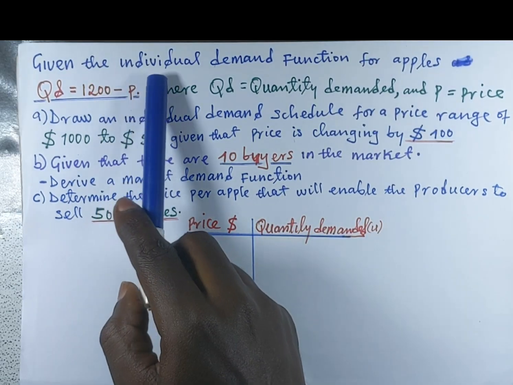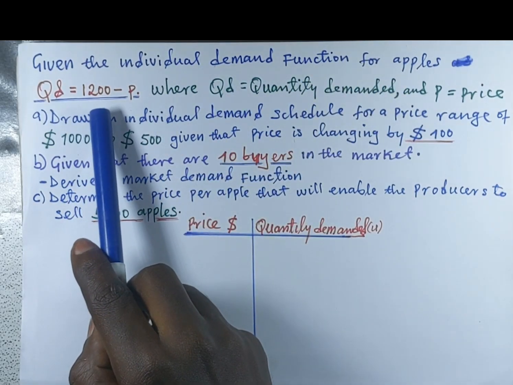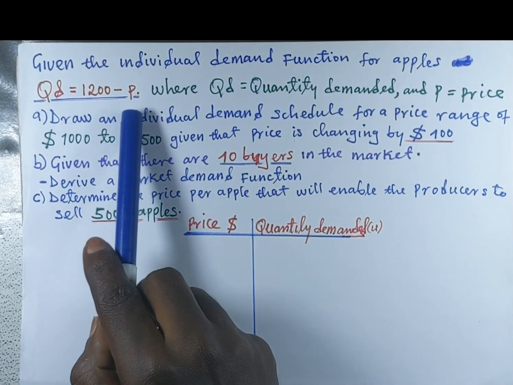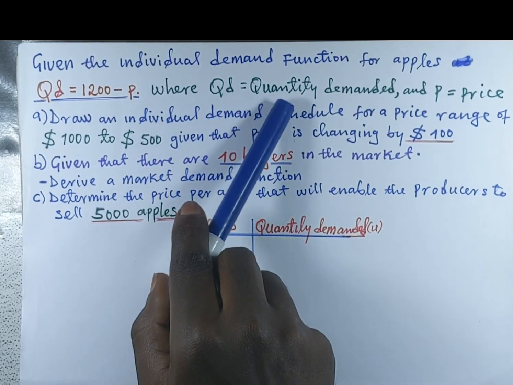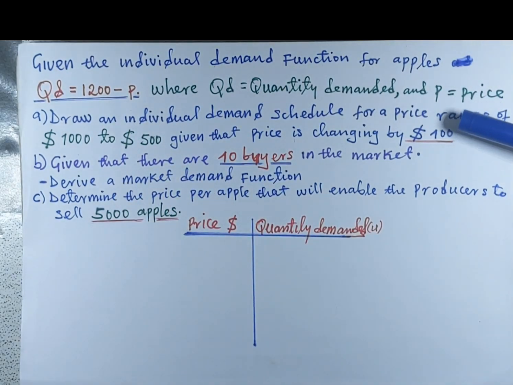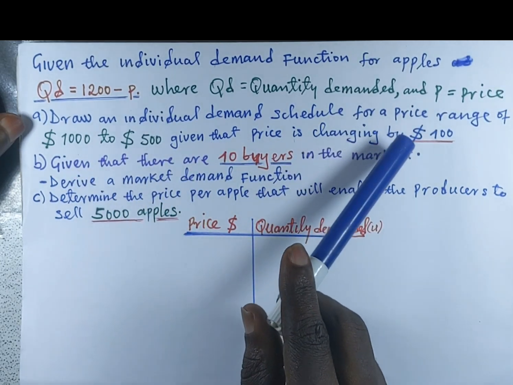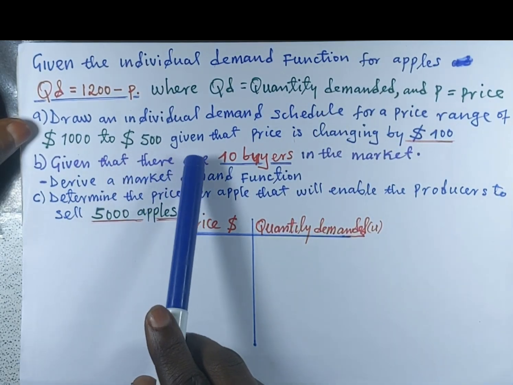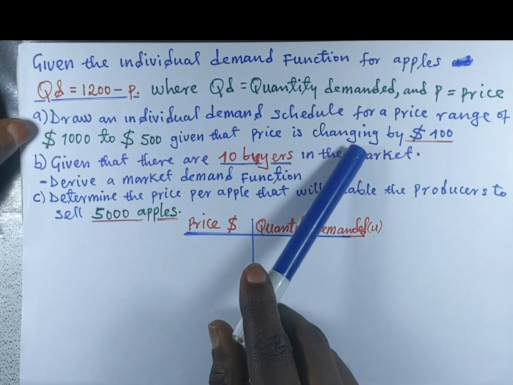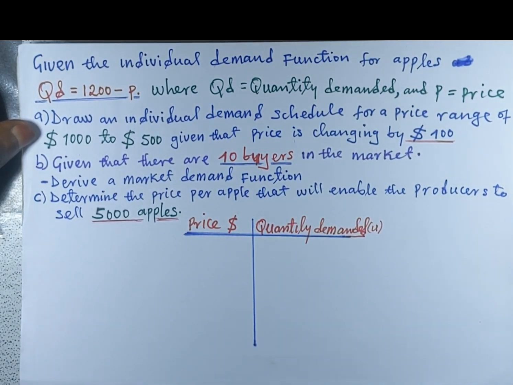The question says that given the individual demand function for apples QD equal to 1200 minus P, where QD is equal to quantity demanded and P equal to price. So the first question says that draw an individual demand schedule for the price range of $1,000 to $500 given that price is changing by 100 US dollars. So let's start.